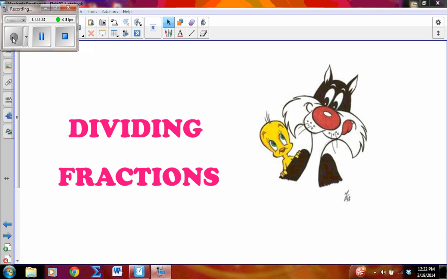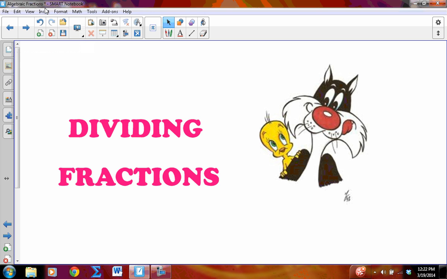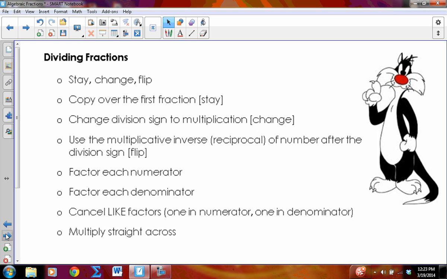Okay, today's lesson is on dividing algebraic fractions, and for our guest stars today we have Sylvester and a little bit of Tweety showing up to help us through this. When we do dividing fractions, you're going to find it's very much like multiplying fractions.